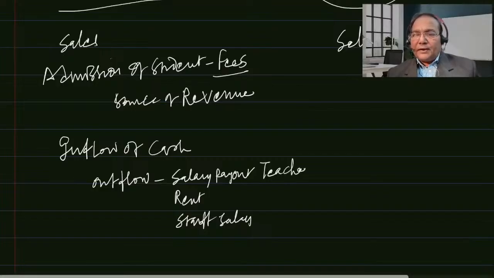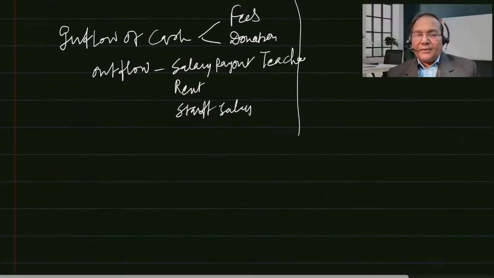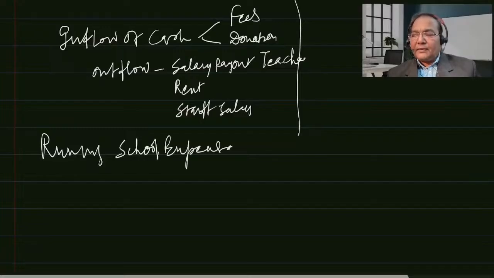So the school gets fees, or maybe some donation, as inflow of cash in the form of fees or in the form of donation. Whatever inflow happens is utilized with the objective of running the school and meeting the day-to-day expenses. So running the school or meeting the school expenses, this is the objective. All right. And if something is left over, that is used for development of the school. So this is what a school does.